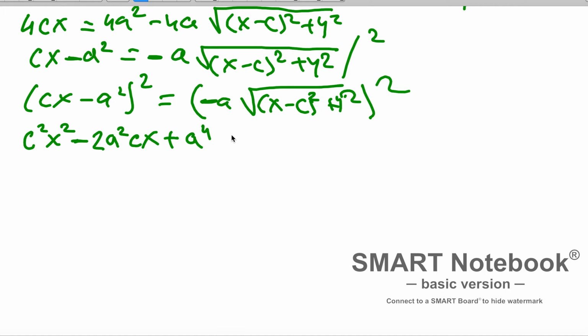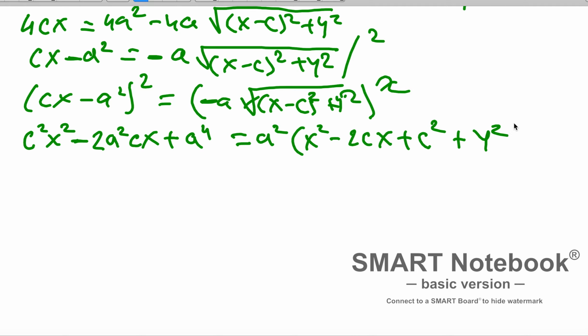Okay, this is very good. On the other side, minus a times minus a is a squared, so that's what's going to happen. But here, this is going to simplify by this. So what I'm going to have is x minus c squared, but let me distribute this one. Let me expand: x squared minus 2cx plus c squared, plus y squared. But this a squared is going to multiply everything inside.